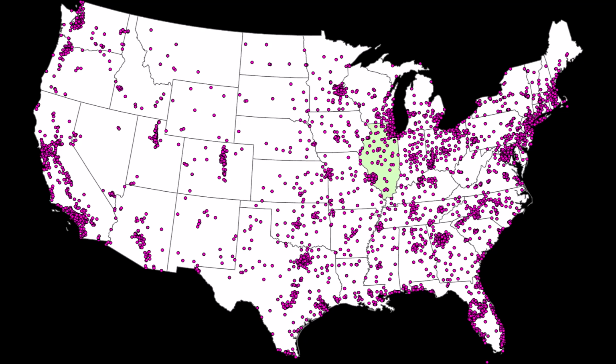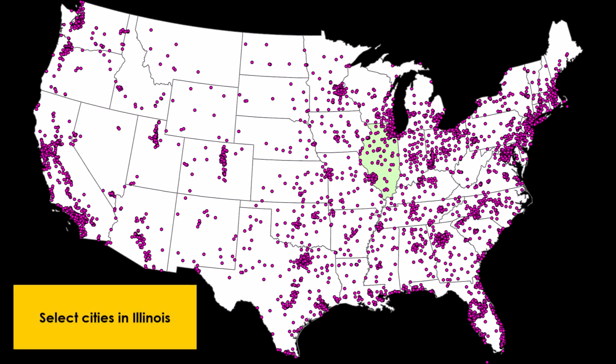Here we have a map that shows cities, and the state of Illinois is highlighted in green. And our scenario is that we want to select the cities that are in Illinois. In some data sets, there might be a field in the attribute table which specifies the state that the city is in, and in that case, we can just do an attribute selection. But if we don't have a field in an attribute table that defines the state that a city is in, we can use a spatial selection to select the Illinois cities.